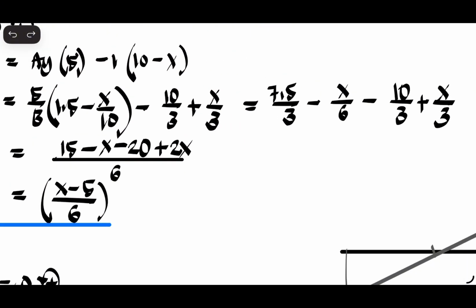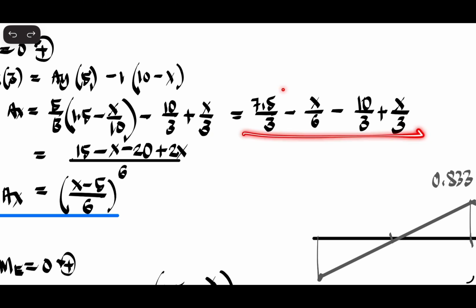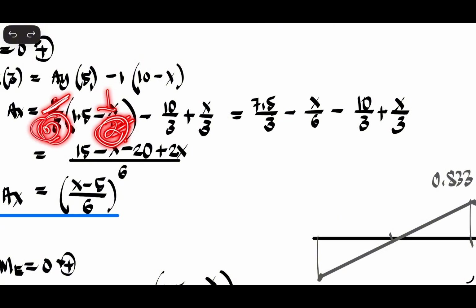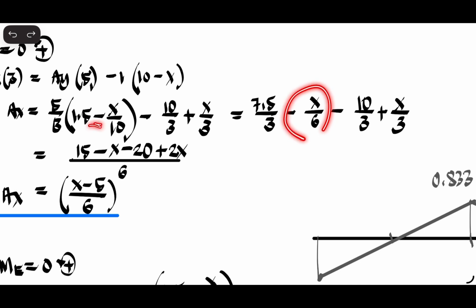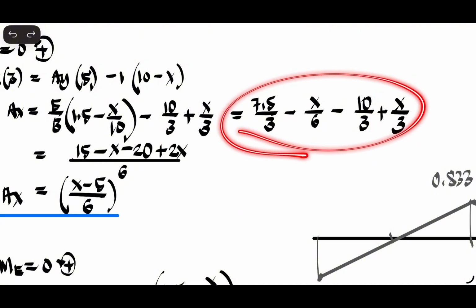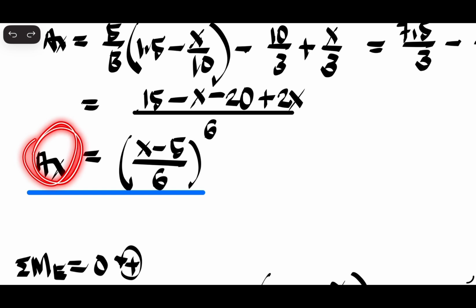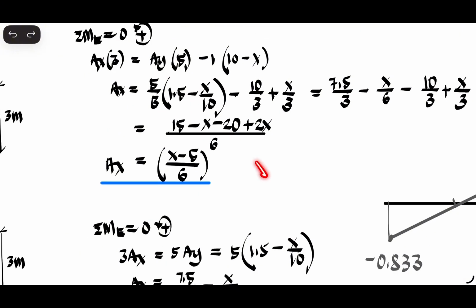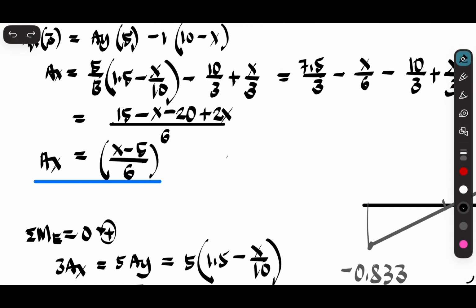Simplify that again, we will get an equation which is 7.5. So 5 times 1.5 divided by 3, this value, and then x over 6 is 5 over 10, which is 1/2. 2 times 3 equals 6. So the remaining value is negative x over 6 minus 10 over 3 plus x over 3. Simplifying this, we will get an AX equation of x minus 5 over 6. So this is applicable for the range of values of x greater than or equal to 0 but less than or equal to 10.